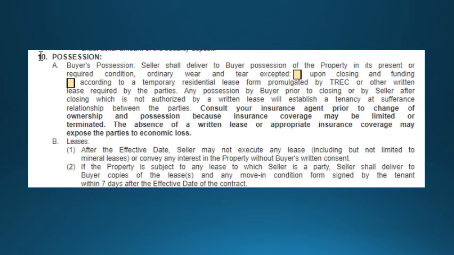Page 5, paragraph 10A, the buyer's possession. You have two options here. First option is upon closing and funding. Your second option is according to a temporary lease, in which case you will attach that lease. Real quick note, paragraph 10B, leases, deals with the delivery of the leases. However, the security deposit is addressed at the closing paragraph, paragraph 9 on page 5.